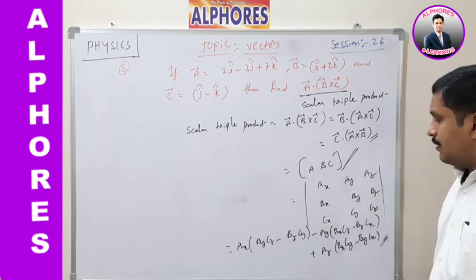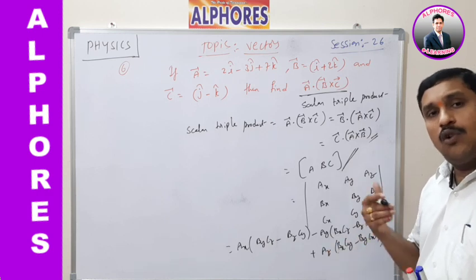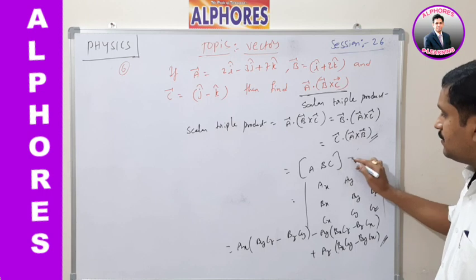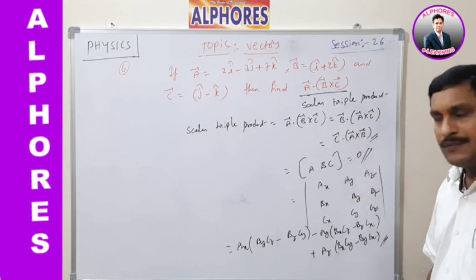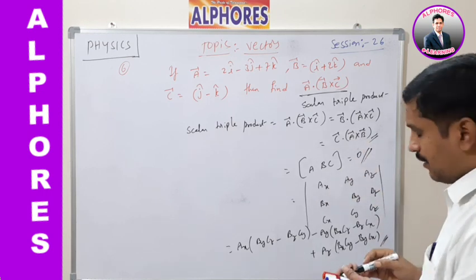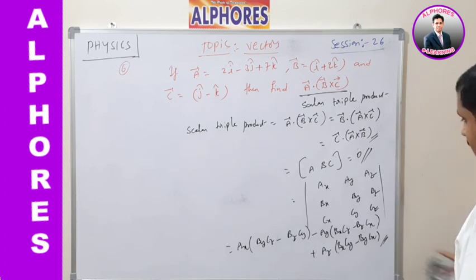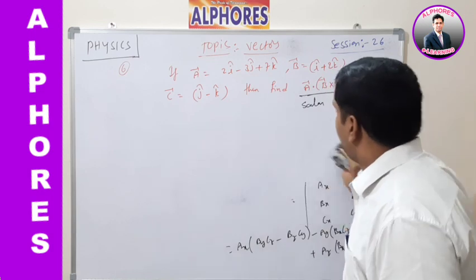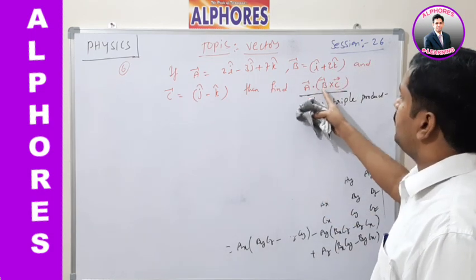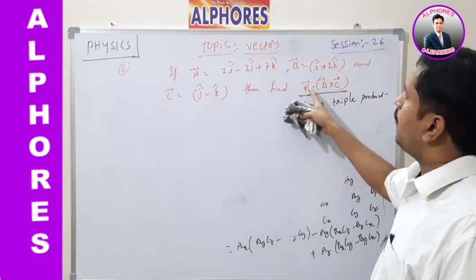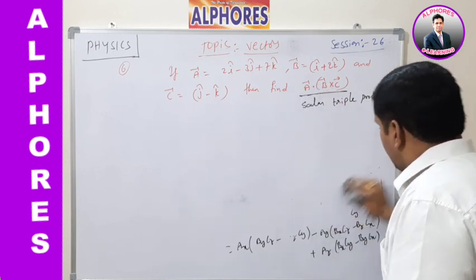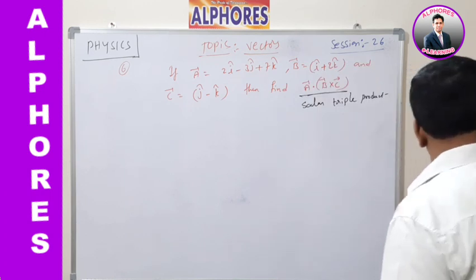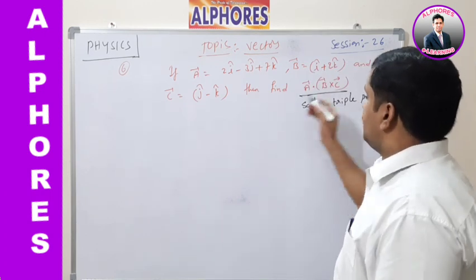If the three vectors are coplanar, it means the box of ABC is 0. So according to this condition, I have to find this value. Listen carefully. If you know these conditions, this is very easy to solve. Otherwise, you have to first find B bar cross C bar, and after that take the dot product of these two vectors also. There are two methods. Which method is easy? This method is very easy to solve.